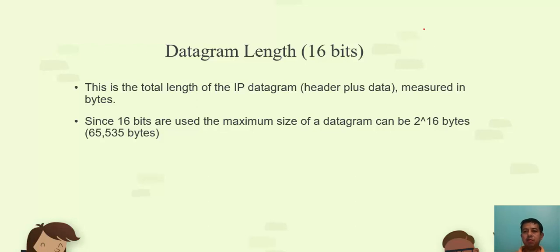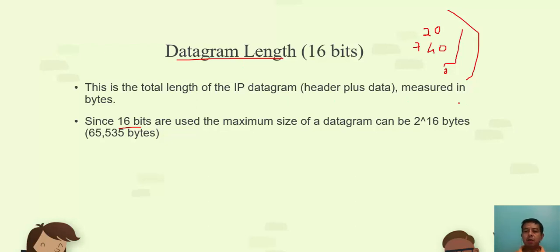20 bytes of regular header field. If options are there, an option field of maximum up to 40 bytes. So 60 bytes of maximum header information plus data. The maximum size of the IP datagram can theoretically be up to 65535 bytes. Why up to this? Because 16 bits are used to indicate the datagram length, and by using 16 bits we can represent a maximum value of 65535 bytes, and this datagram length is measured in bytes.